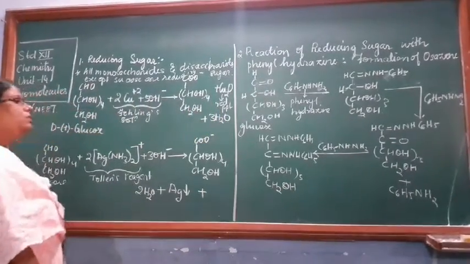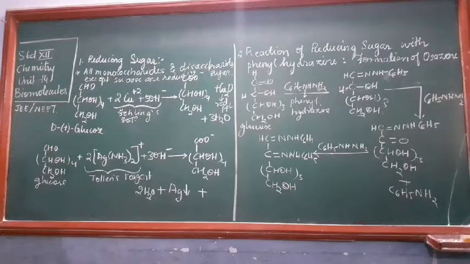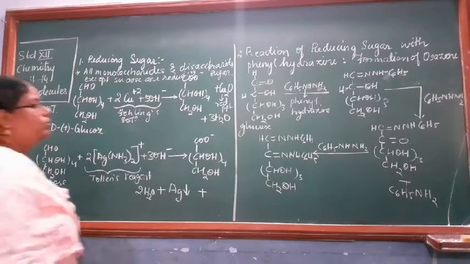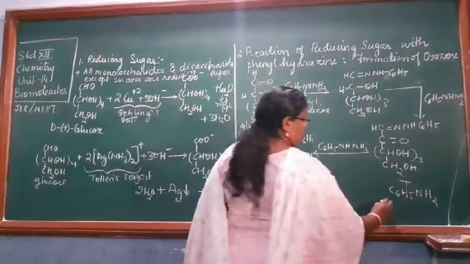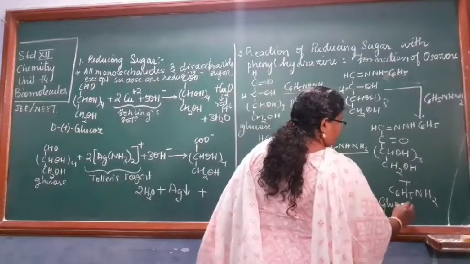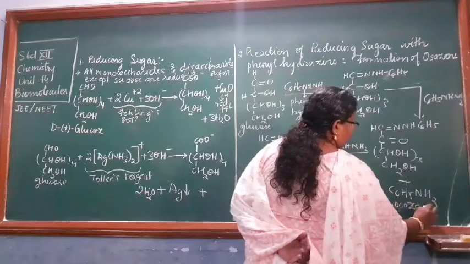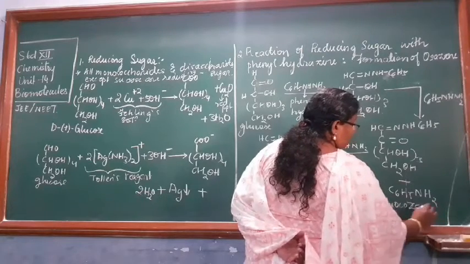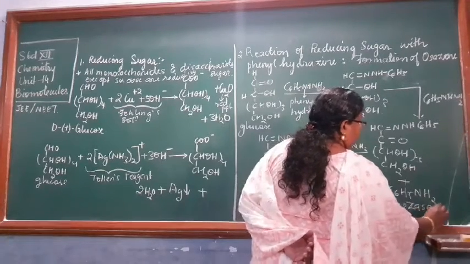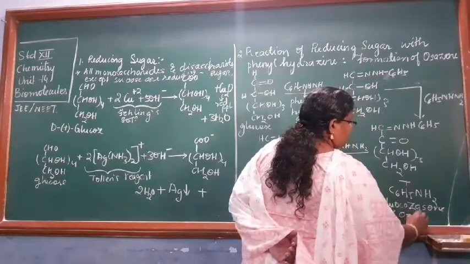So, how many molecules can you see? 3 molecules of phenyl hydrazine are taken per molecule of glucose. And now what you have obtained is the osazone, or glucosazone, okay, or you can simply say it as osazone.